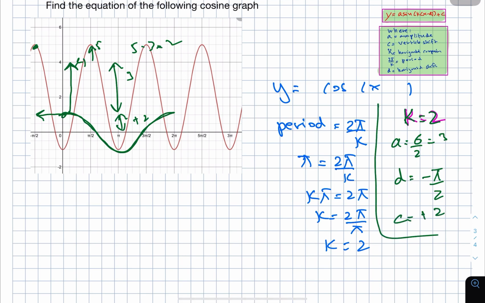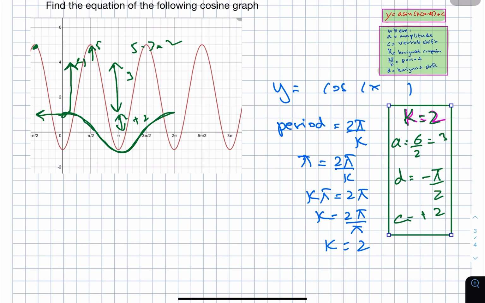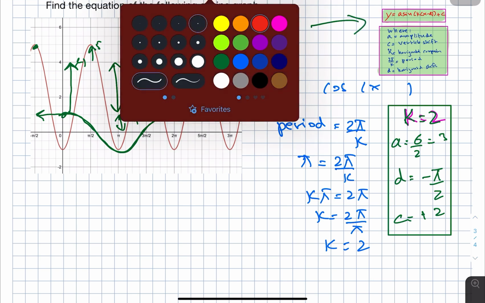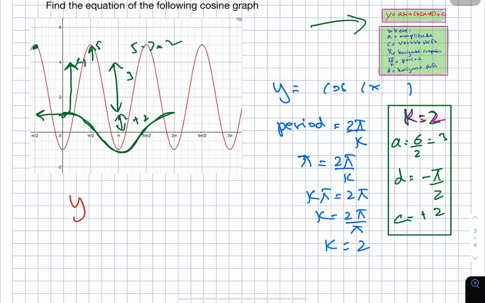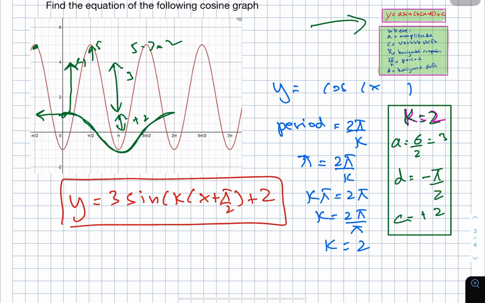Now we can simply plug these values into our equation, which is given right here. Plugging them in gives y equals 3 sine, k is 2, x minus pi by 2, which becomes plus pi by 2, plus 2. And this is the equation of our graph.